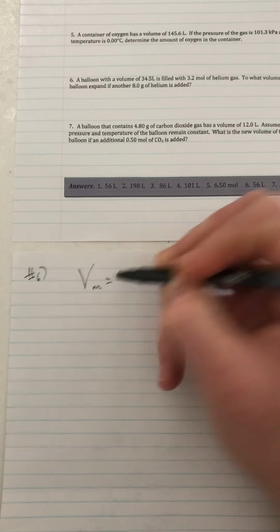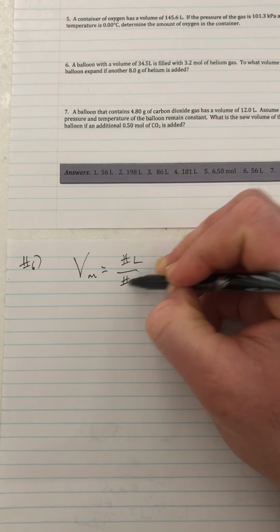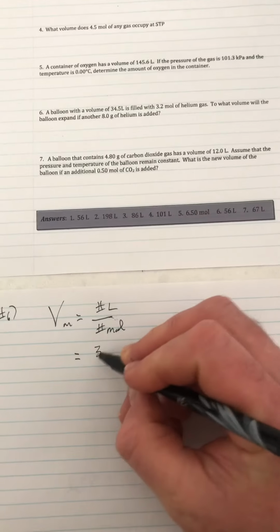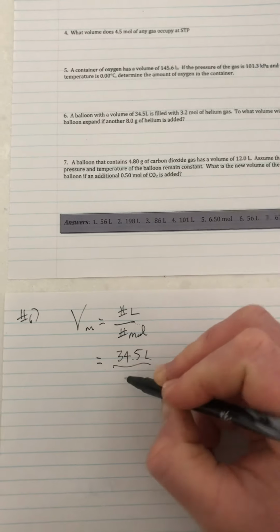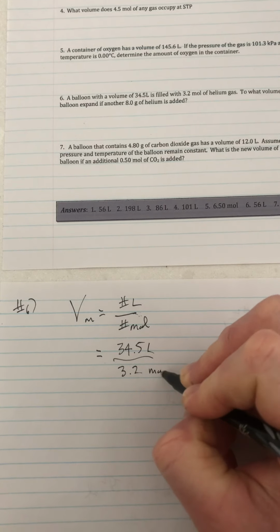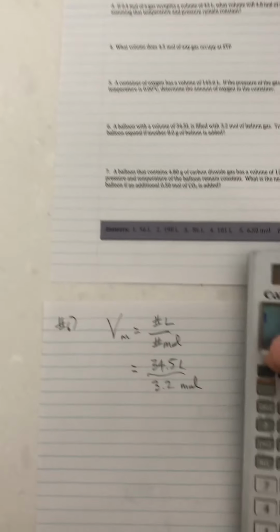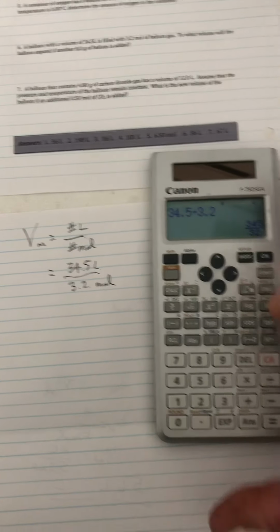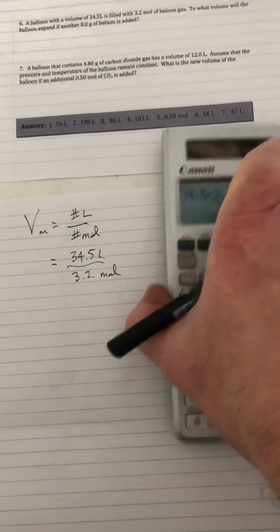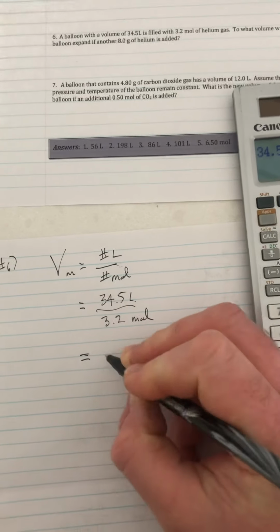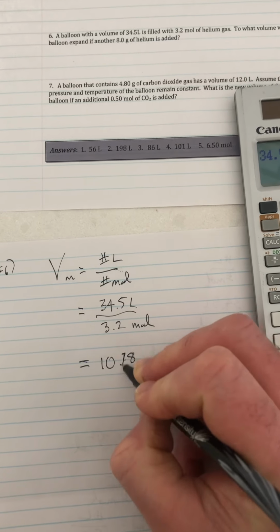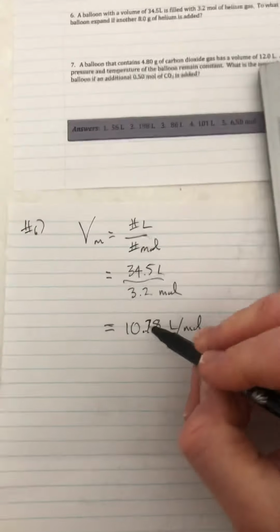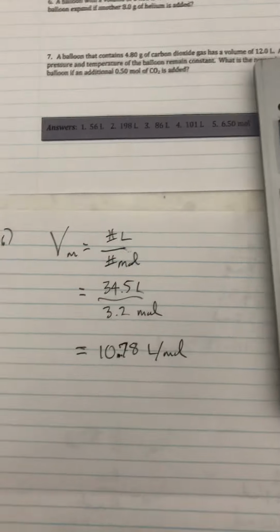Remember, molar volume is equal to the number of liters over the number of moles. In this case, remember they've told us it's 34.5 liters over 3.2 moles. So if we do that calculation, 34.5 divided by 3.2, I get 10.78 liters per mole. Now, you might look at that and go, wait a sec, that's nowhere near 22.4.